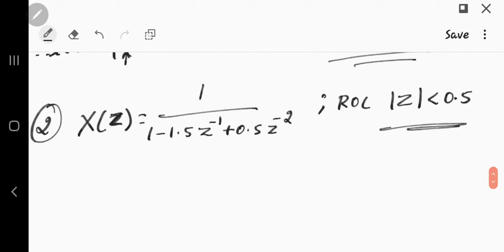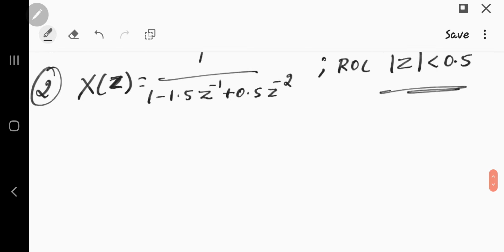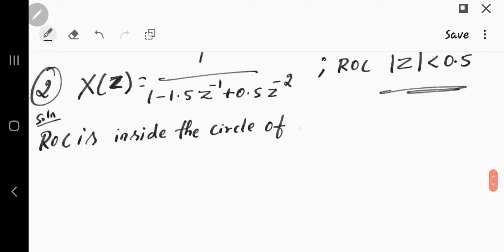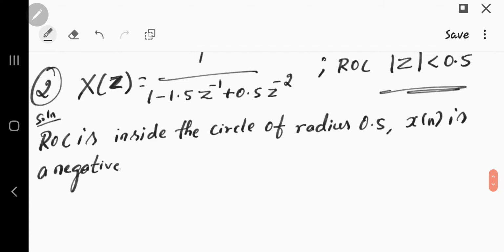Now the ROC is inside the circle of radius 0.5. So that means ROC is inside the circle of radius 0.5. Therefore x of n is a negative time sequence.